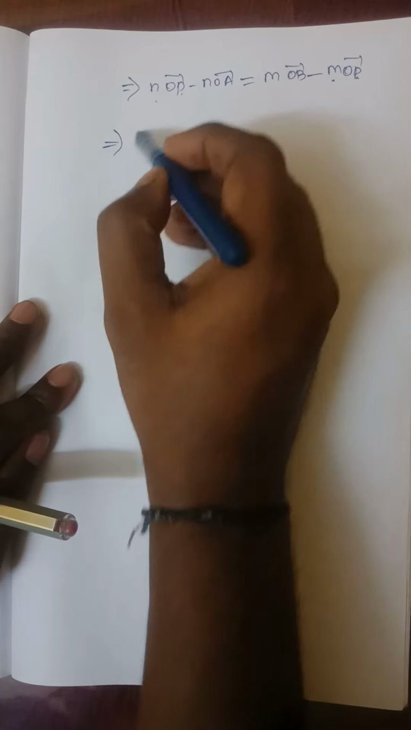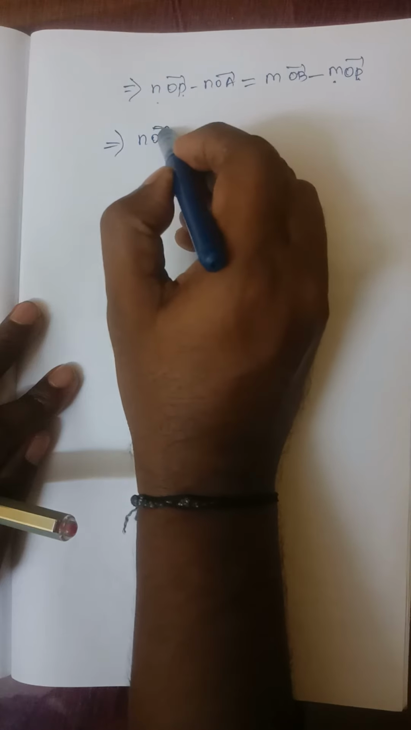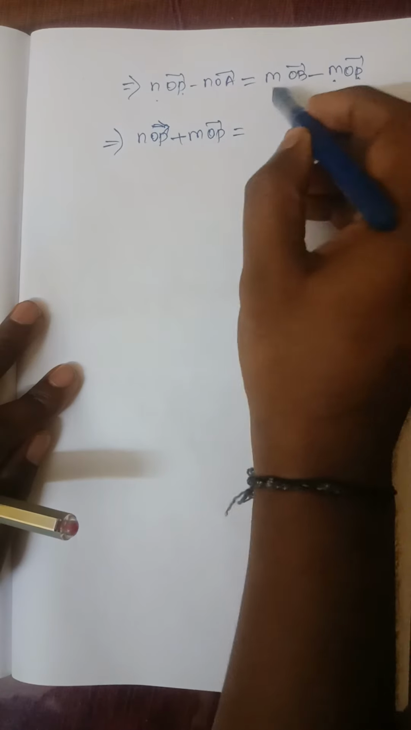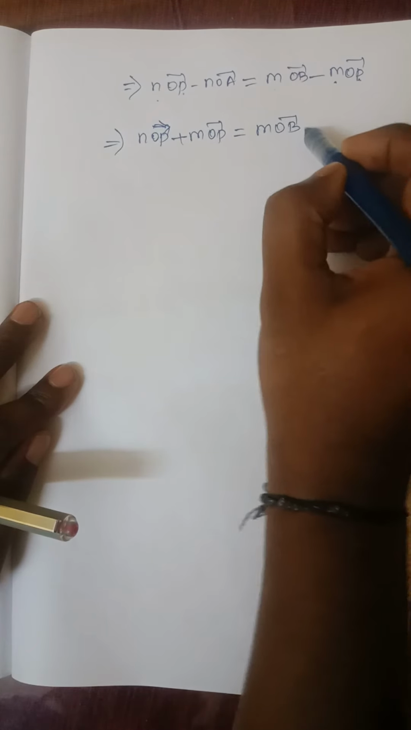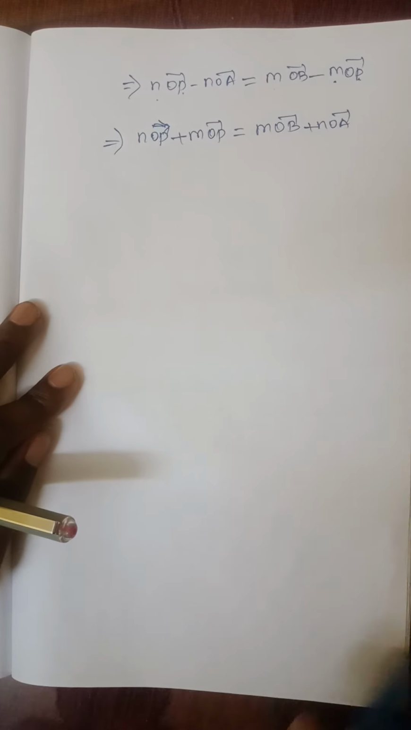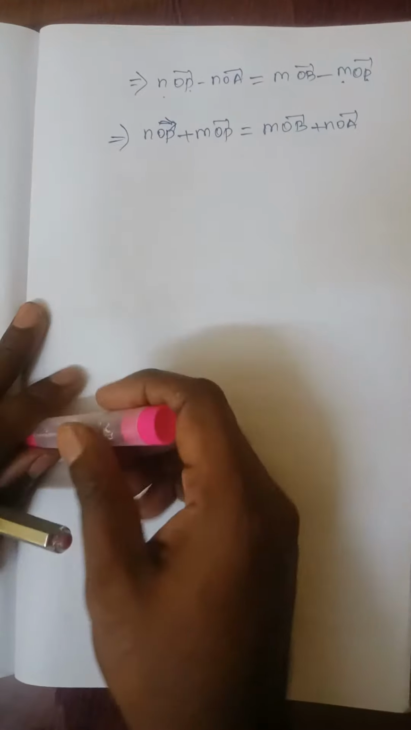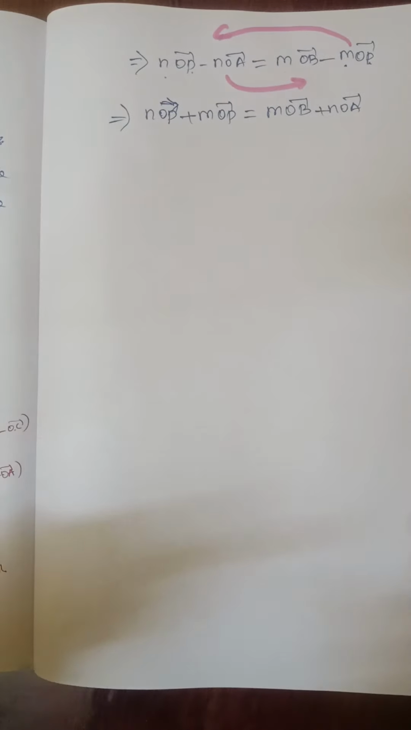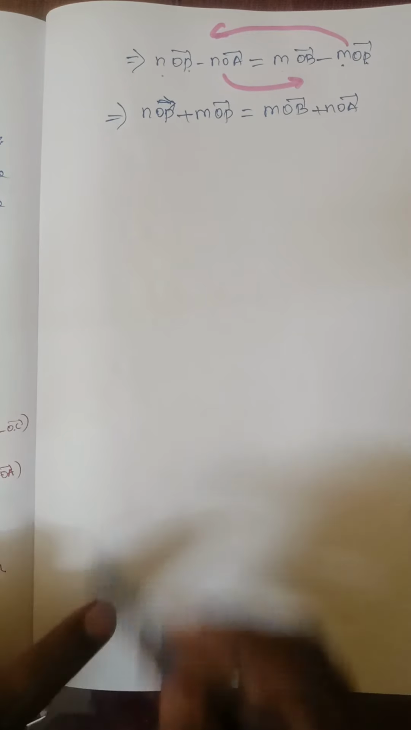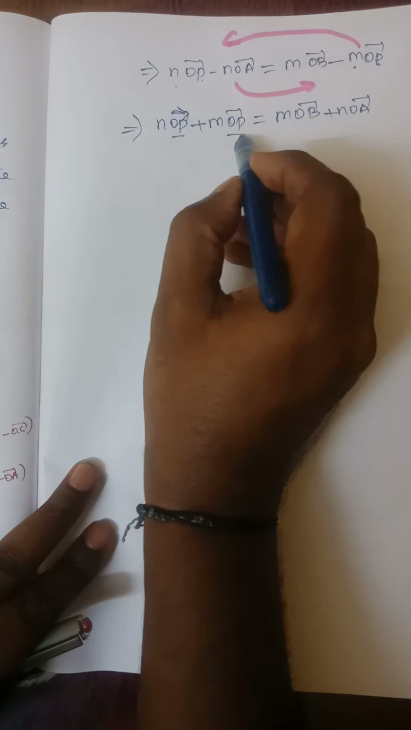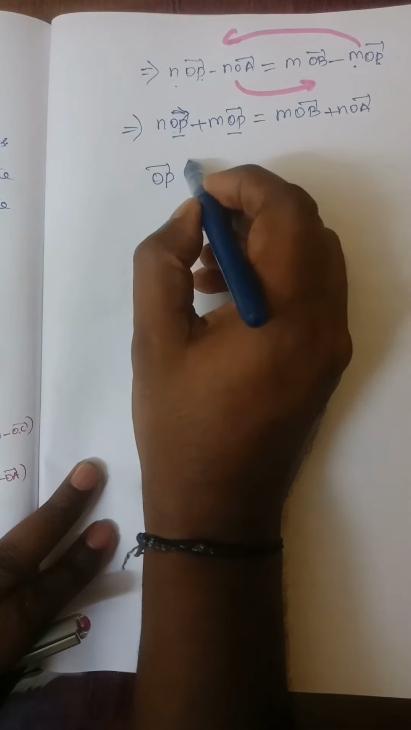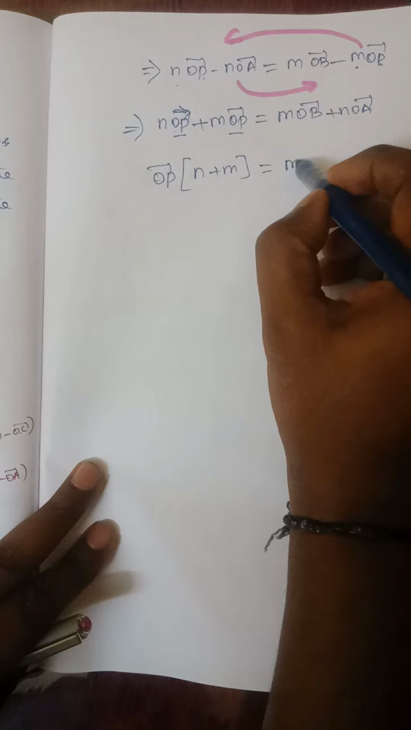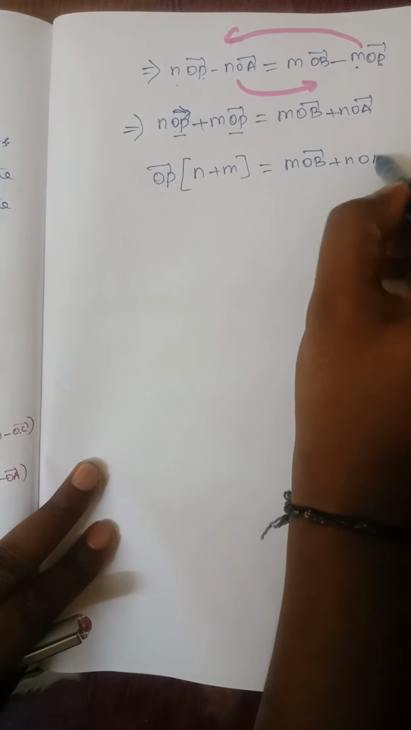So what will we get? n OP vector plus m OP vector is equal to m OB vector plus n OA vector. What I did is bring this one to this side and that one to the other side. This is the procedure. Now I am going to take OP outside as common. So OP vector into (n plus m) is equal to m OB vector plus n OA vector.